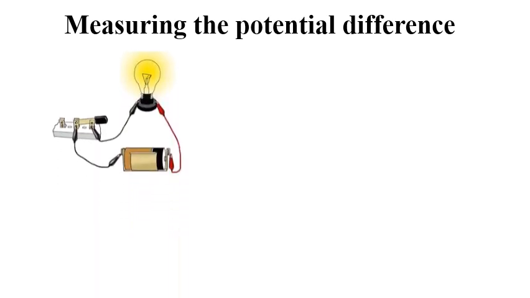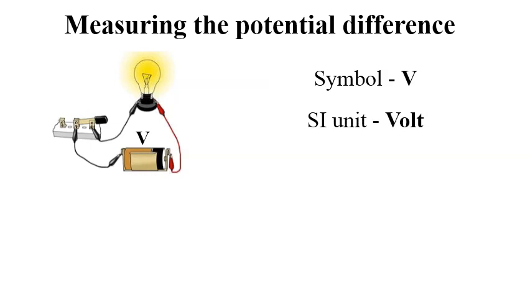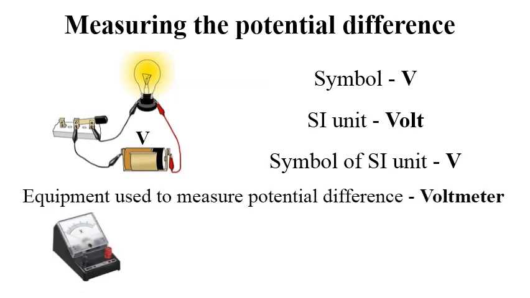Measuring the potential difference. Potential difference is also a physical quantity. The symbol used to denote potential difference is capital V. International unit of measuring potential difference is volt and it is denoted by capital V. Voltmeter is used to measure the potential difference. Potential difference is symbolized as shown here.